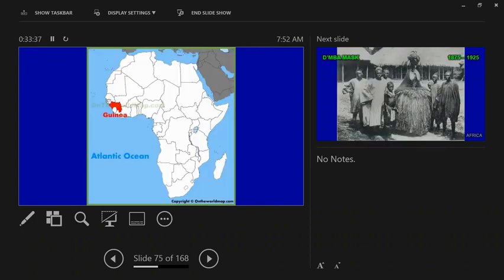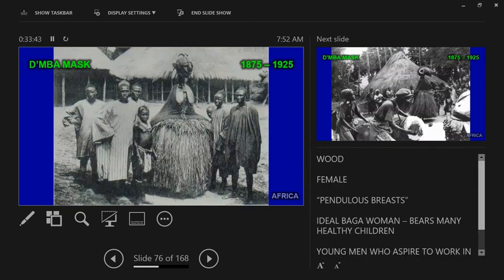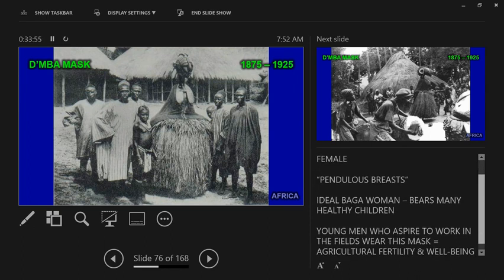So we're going to go now to Guinea, and we're going to look at the Dumba mask. This mask is made out of wood. It is of a female. You can see the breasts, and one of the descriptions I saw of this described them as pendulous breasts, like a pendulum that swings back and forth.